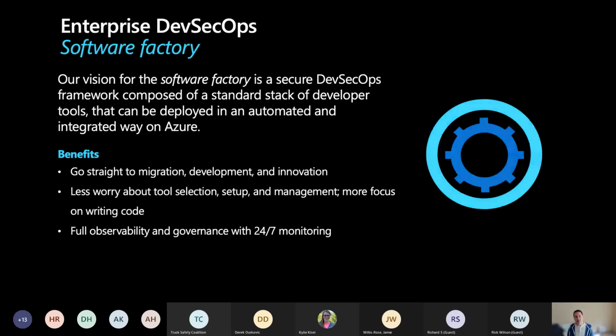When we talk about a software factory, really what we're talking about is a standard stack of developer tools that can be deployed in an automated and integrated way on Azure. In this case, we're talking about the Microsoft Cloud as a whole, but as you know, ultimately Power Apps runs on Azure. And so it's really about running this on the cloud. These principles and benefits go straight to migration, development, and innovation: less worry about tool selection, setup, and management, and full observability and governance with 24/7 monitoring. Those are things that don't only apply to code first environments. Those apply to low code as well.